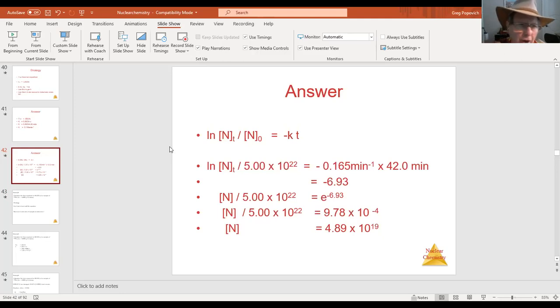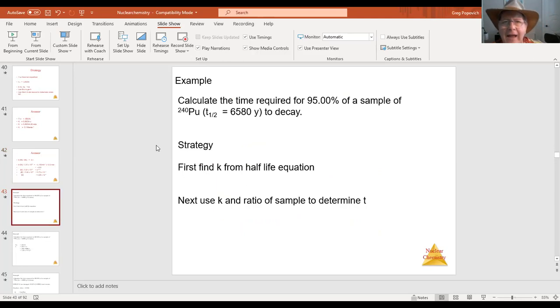Yes. So if 95% decayed, how many are left? 5%. Again, it's a trick of this particular question.